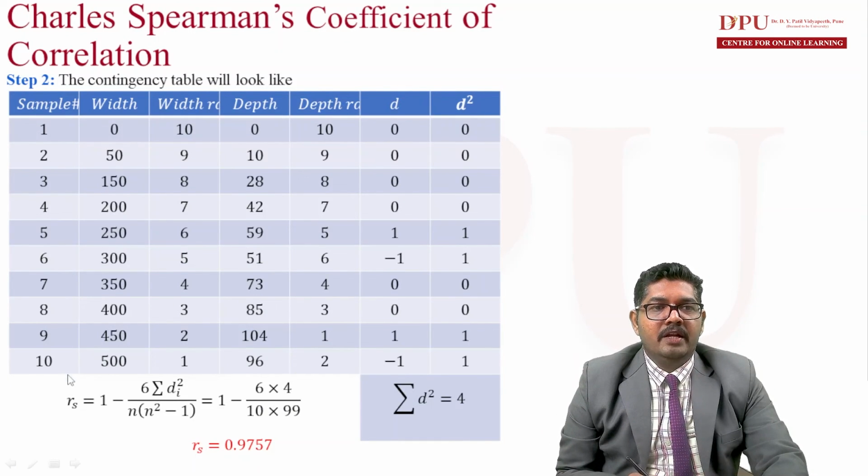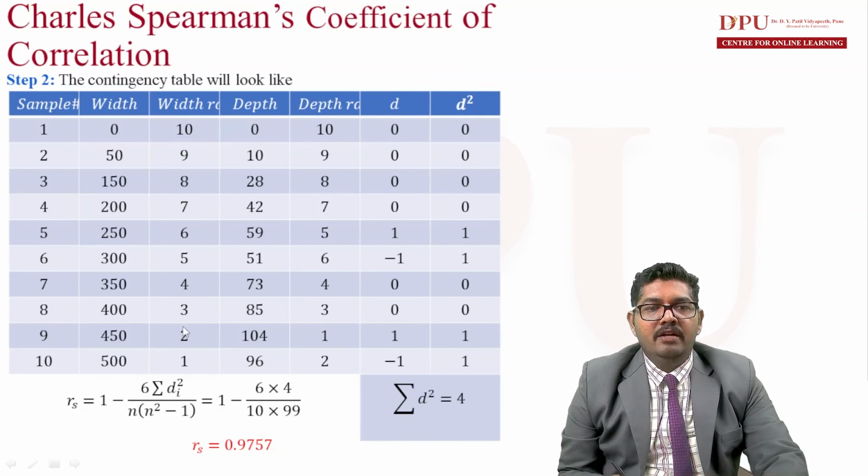10 samples are there. This is the width. Now width is increasing, so starting from the largest observation, which is 500, we assign it rank 1. Then the next largest is 450, we assign it rank 2. Then the next largest is 400, we assign it rank 3, and so on. Similarly, we assign the rank to depth also according to the numbers. The largest number is 104, and that's why it is assigned the rank of 1.